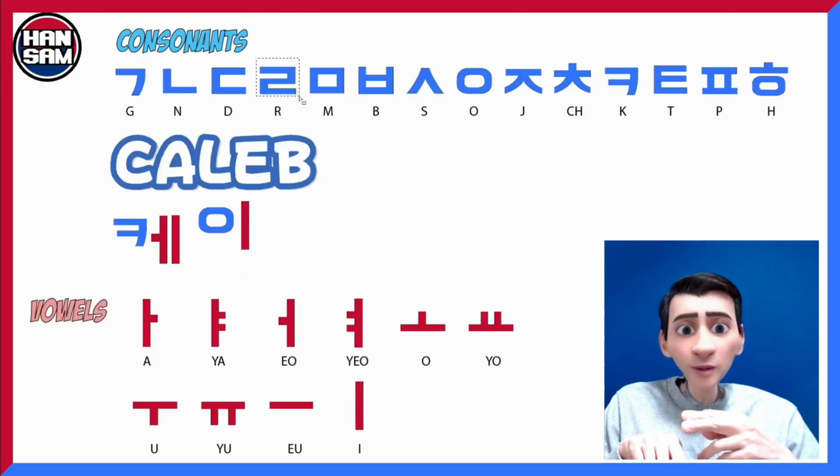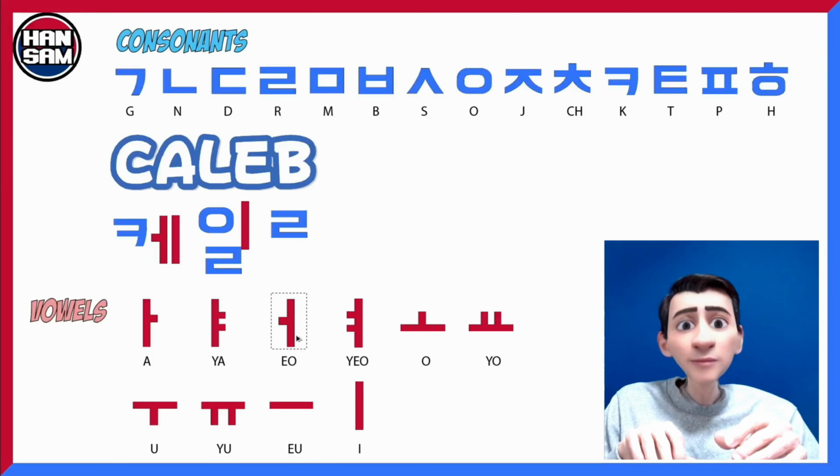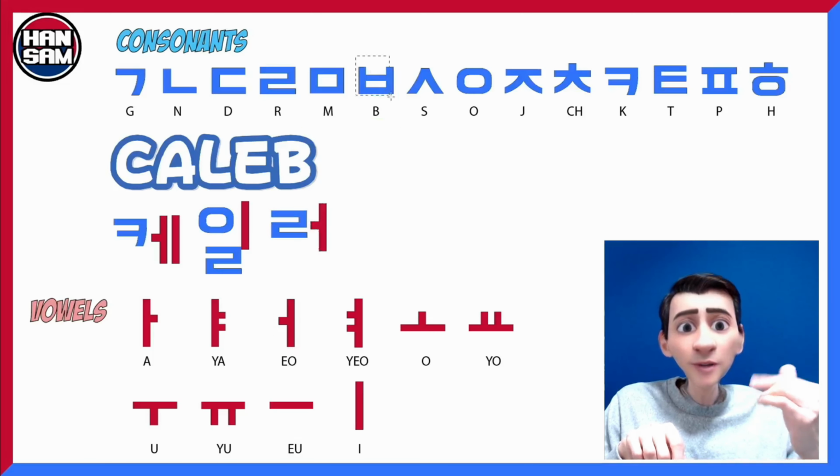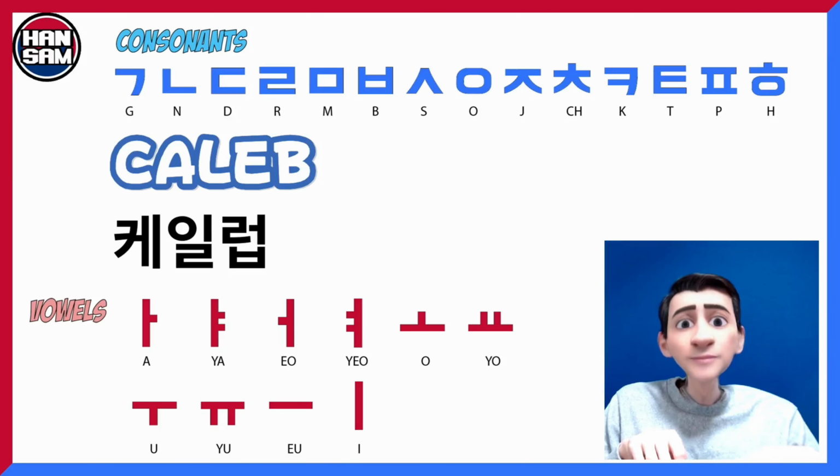We also need one more R sound for the next syllable, from the vowel. Finally, we need the B sound from bub to complete the name. Here we go. Caleb. Let's see if we can spell this name with a different pronunciation.